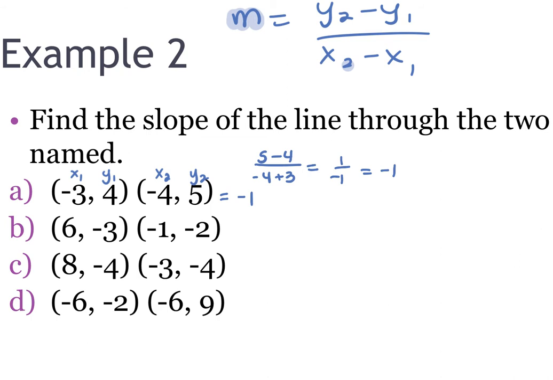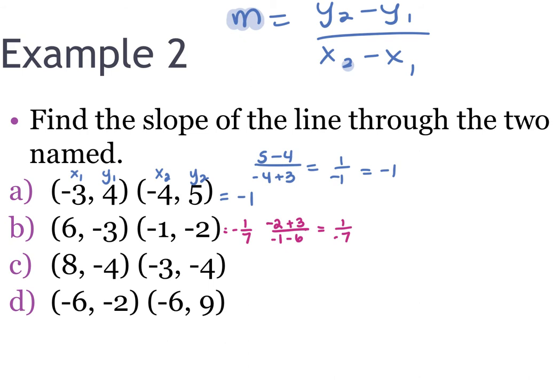And go to B. Negative 2 minus a negative 3 becomes plus 3 over negative 1 minus 6. And I get 1 over negative 7, or negative 1/7. Yep. For the first one, when you did 5 minus 4, wouldn't it be 5 minus negative 4? No, it's 5 minus 4. And then it's negative 4 minus the negative 3. Yeah, you're welcome.